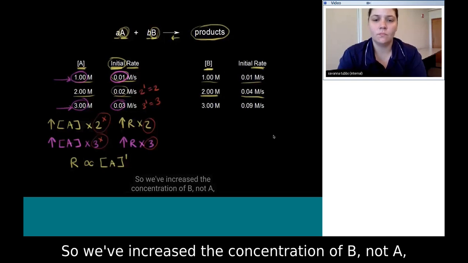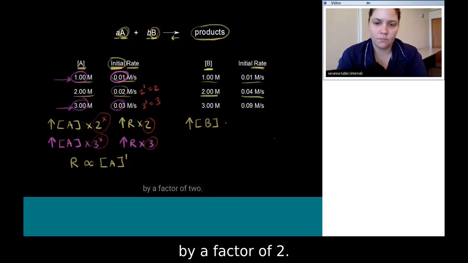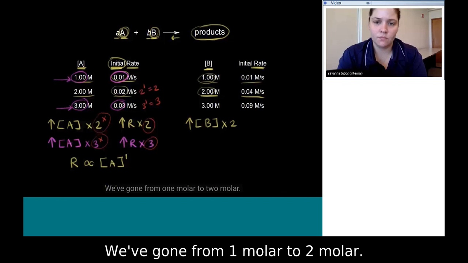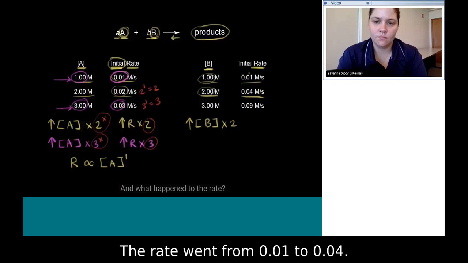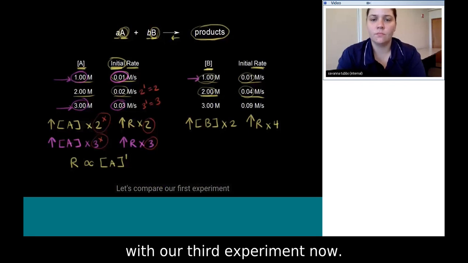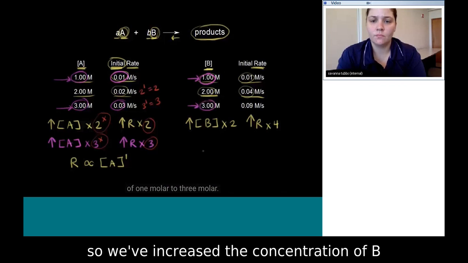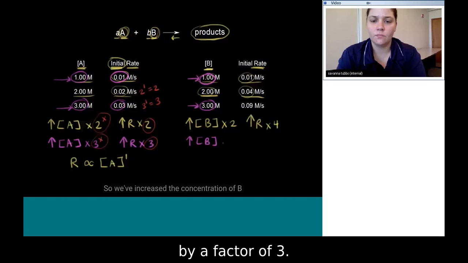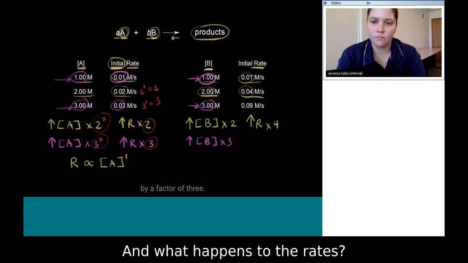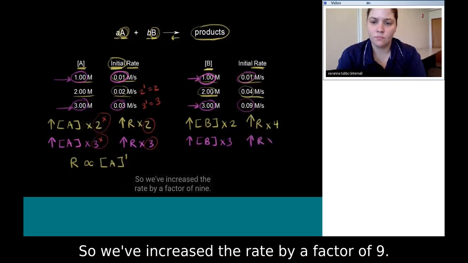So we've increased the concentration of B, not A. Let me change that. We've increased the concentration of B by a factor of 2. We've gone from 1 molar to 2 molar. And what happened to the rate? The rate went from 0.01 to 0.04. So we've increased the rate by a factor of 4. Let's compare our first experiment with our third experiment now. We're going from a concentration of B of 1 molar to 3 molar. So we've increased the concentration of B by a factor of 3. And what happens to the rate? The rate goes from 0.01 to 0.09. So we've increased the rate by a factor of 9.